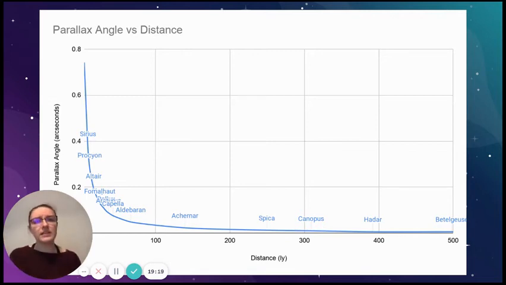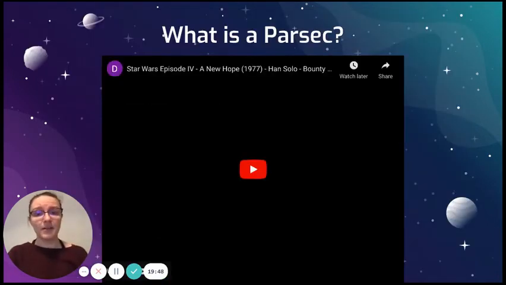But from this, we also get a different unit of distance. We've been measuring distance in light years, but from parallax, we can get a different unit to measure distance. That distance is a parsec.